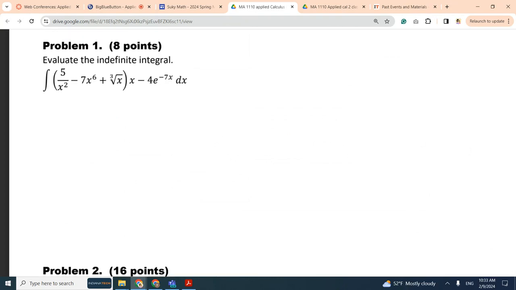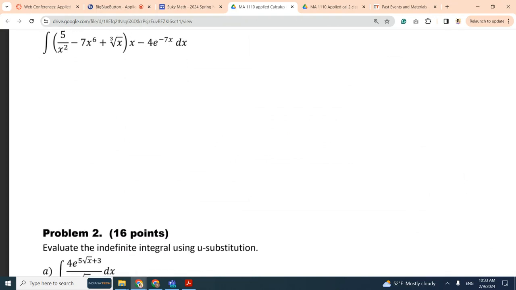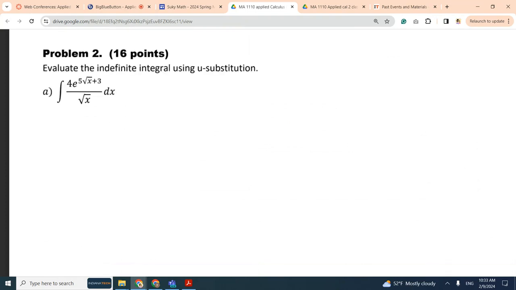Number 1, evaluate the integral. So what do you do if you see a product? You're going to distribute, right? Like your quiz. Did we go over the quiz last time? Yes, okay. We distribute and then integrate term by term. Okay, and then here, using u substitution. What is your u?